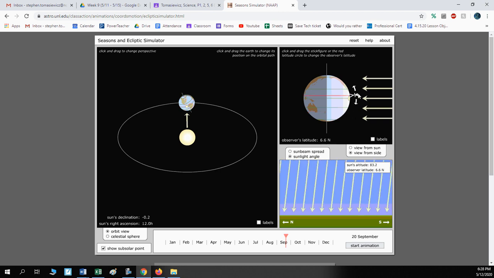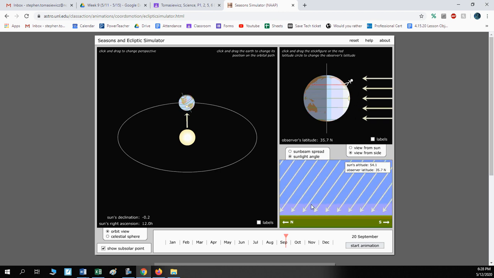And if I was in the northern hemisphere, in order to see the sun, if I were standing here on this grassy plain, I would have to look in this direction. So that tells you something about the direction that the sun appears in the sky.